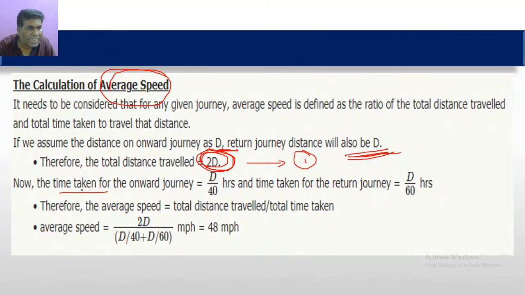Now what is the time taken for the onward journey? We know that velocity is equal to distance by time. So now what is time? T will go here and we will come here. We can write speed by velocity.